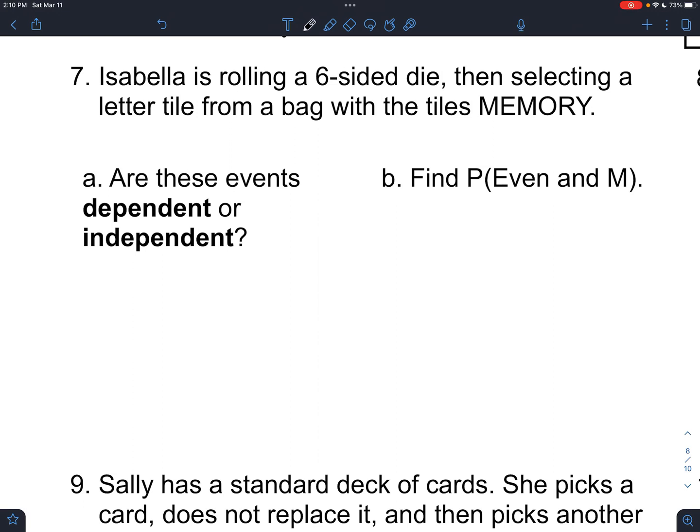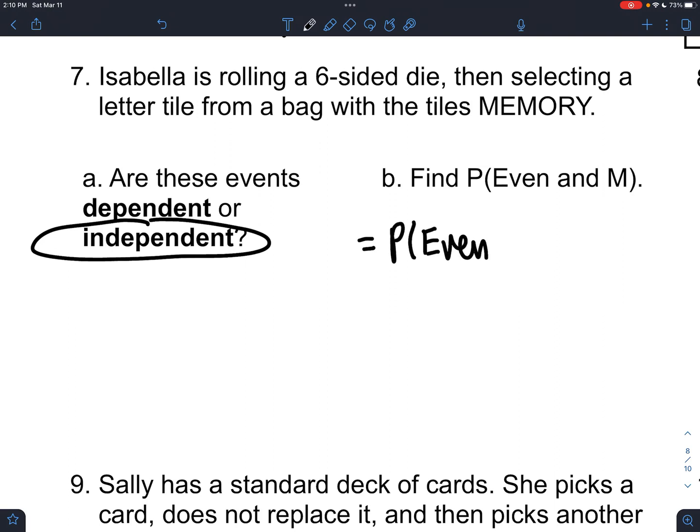So, for example, if you're rolling a die and then you select a tile from a bag, is that independent or dependent? Well, the die has nothing to do with the bag, so these are independent events. They do not affect each other.